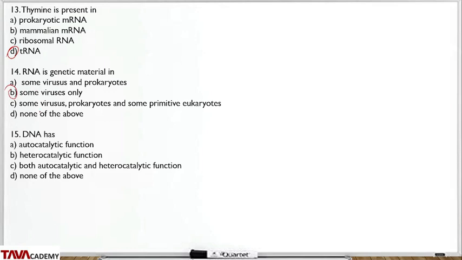DNA has autocatalytic, heterocatalytic, both autocatalytic and heterocatalytic functions. So the answer to this is both autocatalytic and heterocatalytic functions.